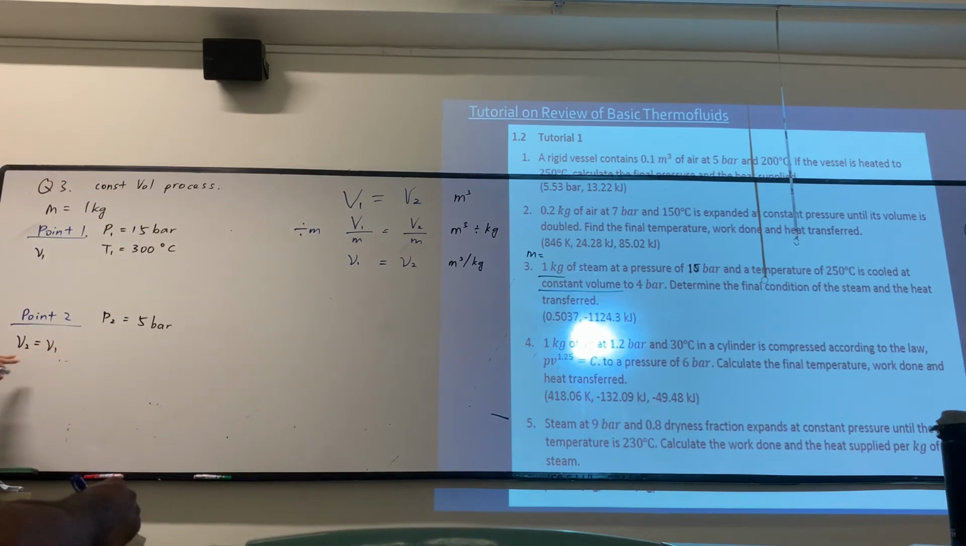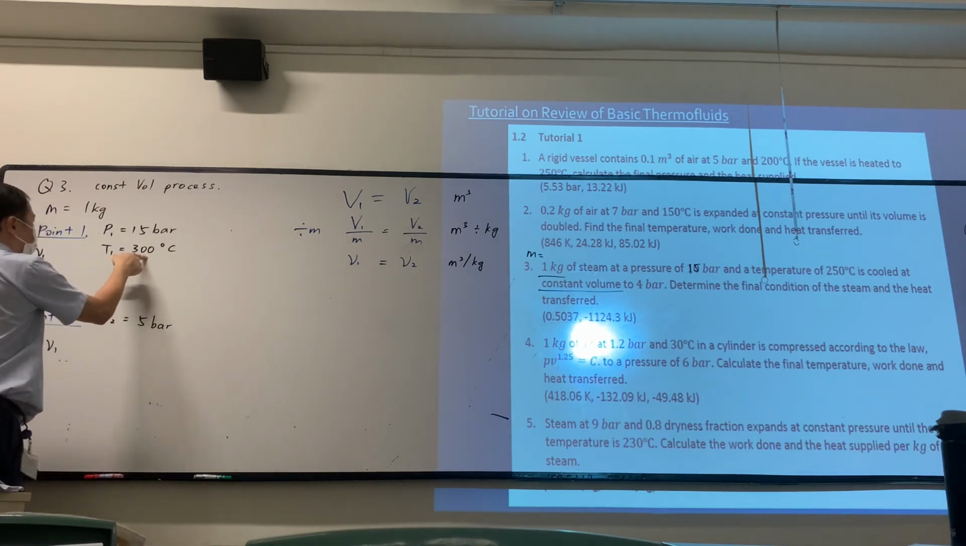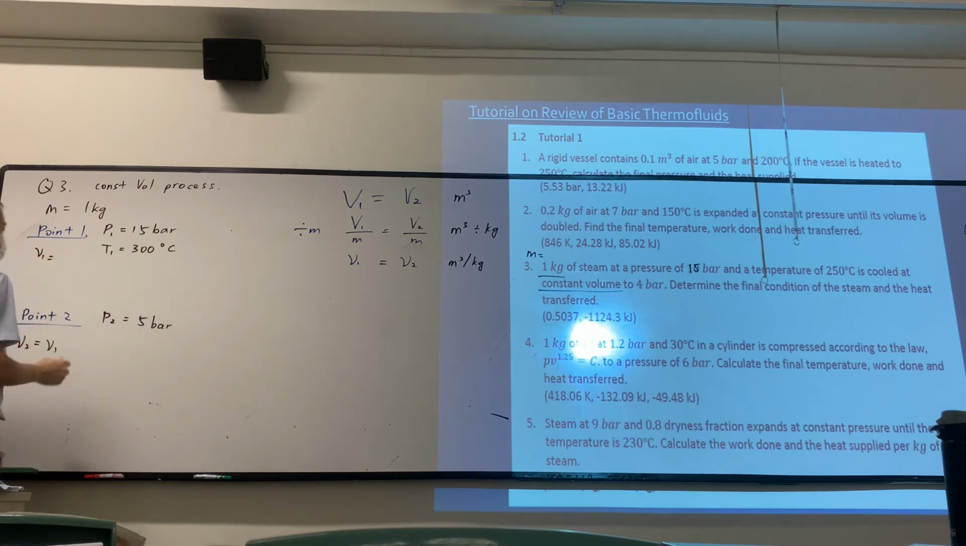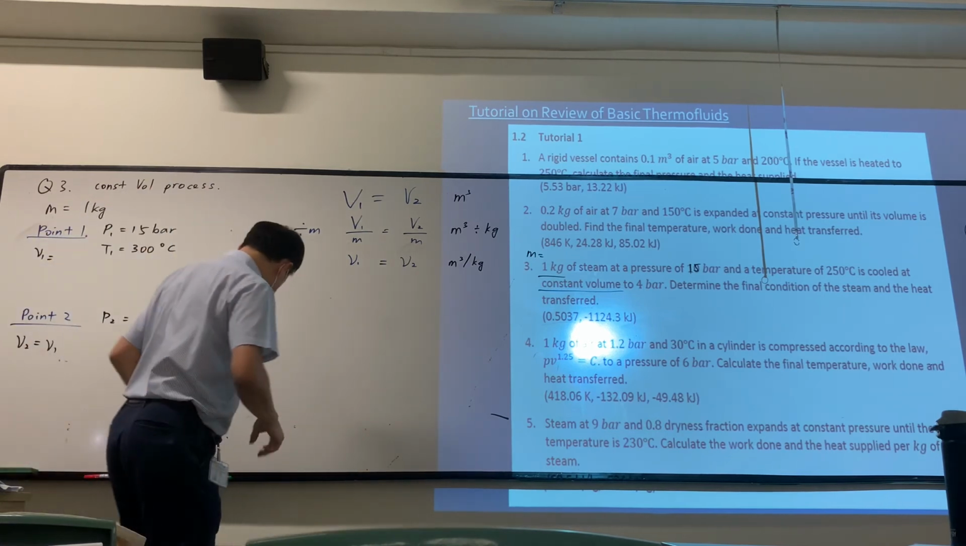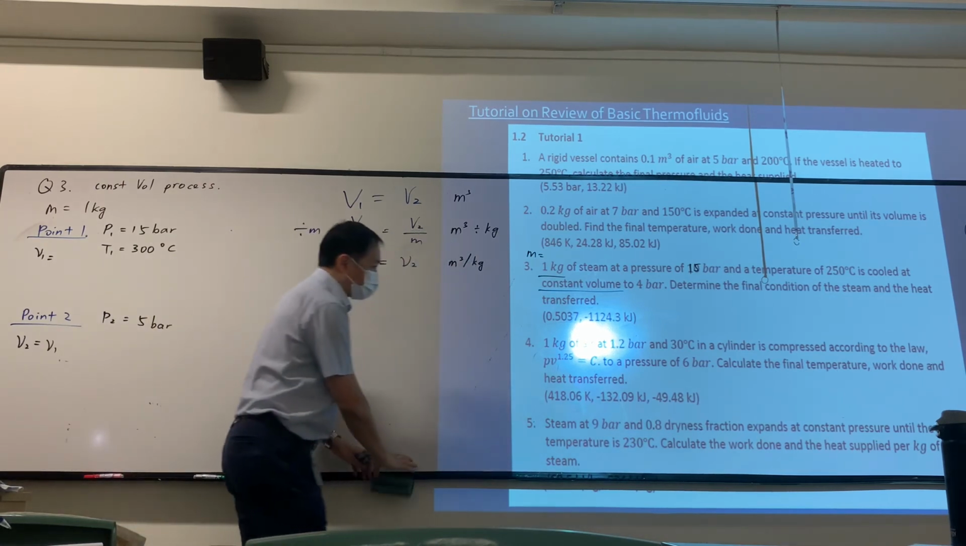So what we need to do now is find v1, and this v1 is the same as v2, the specific volume. So v1 is at what temperature? 300 degrees C, 15 bar. This is a superheated steam. How do we do it? Very simple, we just go to the steam table.